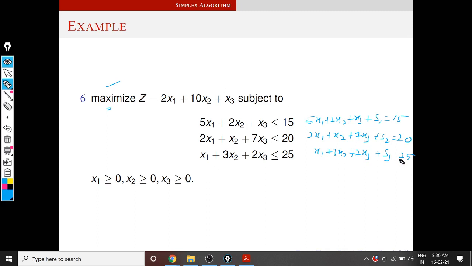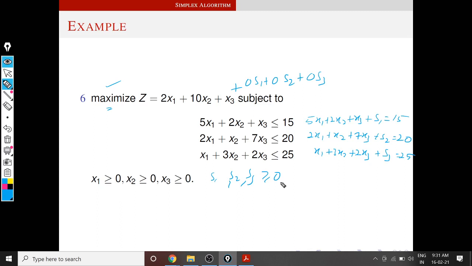Maximization type, we introduce 3 more variables, slack variables. What is the cost of each of these slack variables? They are 0. So our new objective function is: z is equal to 2x1 plus 10x2 plus x3 plus 0s1 plus 0s2 plus 0s3, and these inequalities become equations, and s1, s2, s3 are all greater than or equal to 0. Now we are ready to write our initial simplex table.